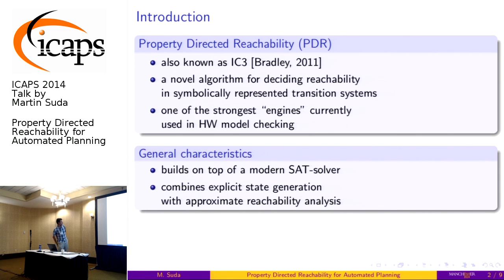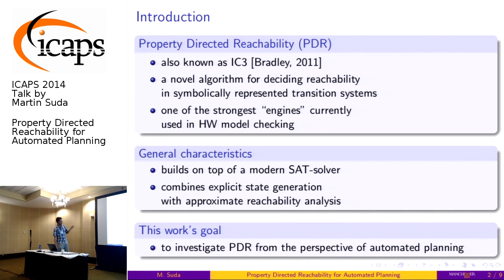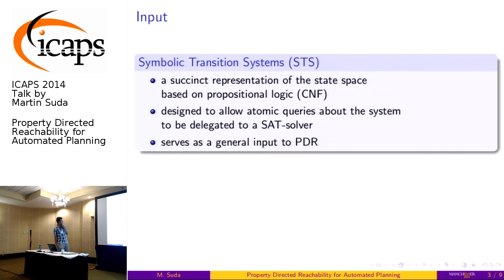The general characteristic is that it's built on top of a modern SAT solver, so it harnesses the power of SAT solvers. In which sense it is closely related to planning as SAT, but it combines explicit state generation with symbolic reachability analysis, and in this sense, it's also kind of related to explicit heuristic search. And yeah, let's have a look at what it means from the planning perspective.